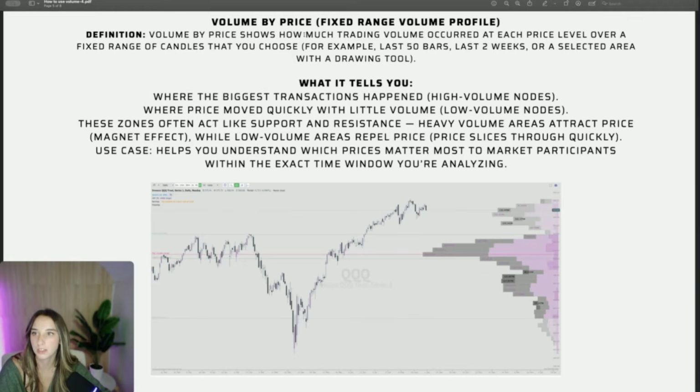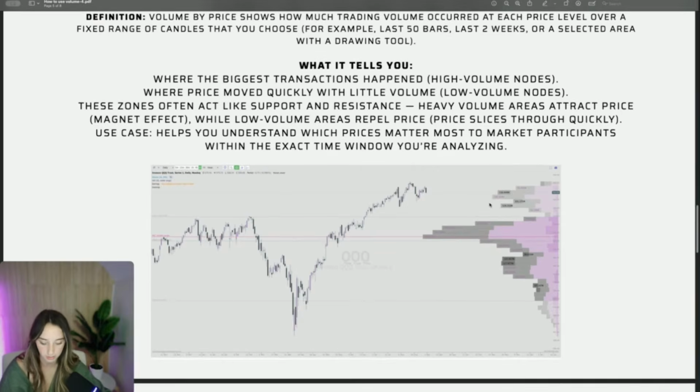But volume by price is your fixed range volume profile. It shows you how much trading volume occurred at each level over a fixed range of candles. So you actually have to draw this out. It's over the last 50 bars, the last 2 weeks, or just a selected area. So it doesn't change like the visible range volume profile. This one you have to manually select. It tells you where the biggest transactions happen, the highest volume, and where price moves quickly with little volume. These zones act as support and resistance. So it's just like our visible range volume profile, just slightly different.